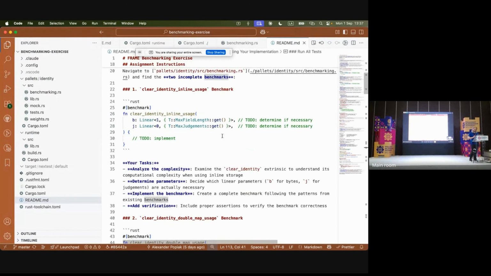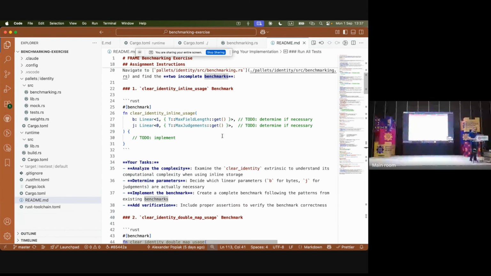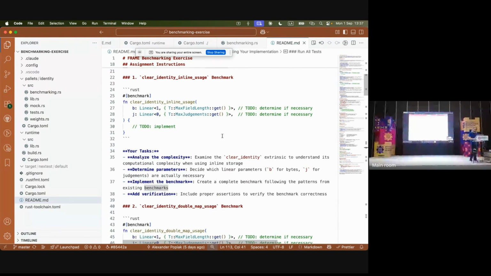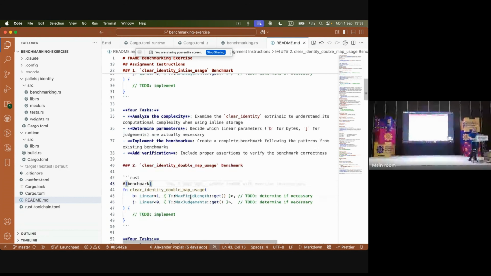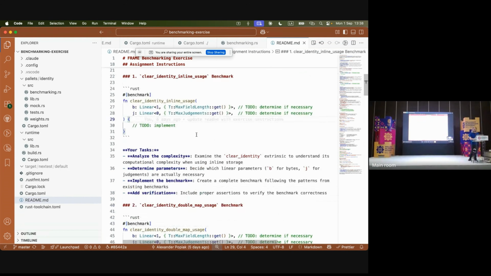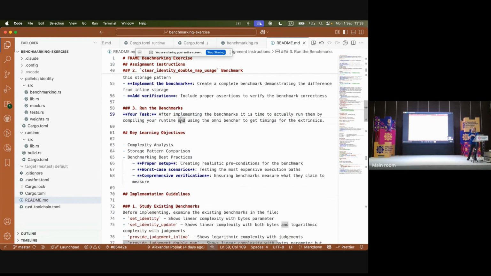And so it's quite clear in the README, in the exercise instructions, we have these two benchmarks: clear identity inline usage and clear identity double map usage. And these are the two that I want you to implement. They're not super straightforward, easy, so it's a little bit of a challenge. It's fine if you don't get it right on the first try. That's why we're doing this. But that's the idea. Get these benchmarks, then run the benchmarks and generate the weights file at the end.